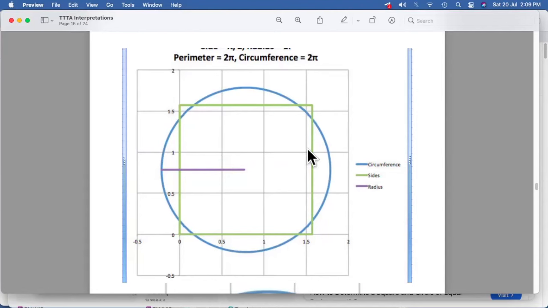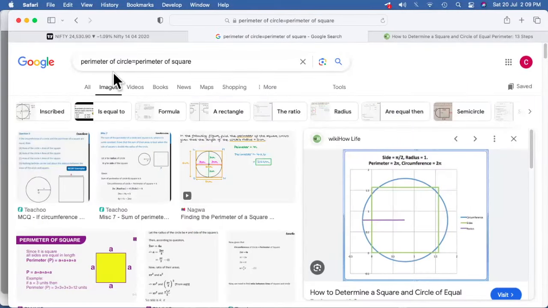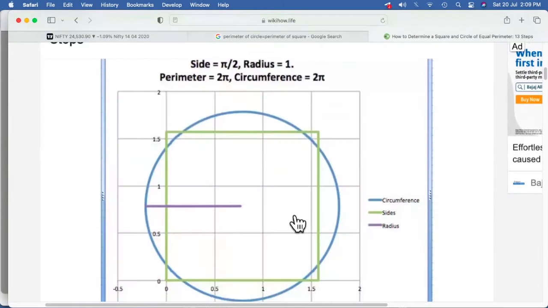Now here, if we look altogether, the perimeter is going to be 2 pi, and the circumference is going to be 2 pi. You can just find out on Google about the perimeter of a circle, and we'll get details about that on one of the websites. So on this website, we'll be able to get more information. Let's say, for example, the side of the square is going to be pi divided by 2. The radius of the circle is 1.